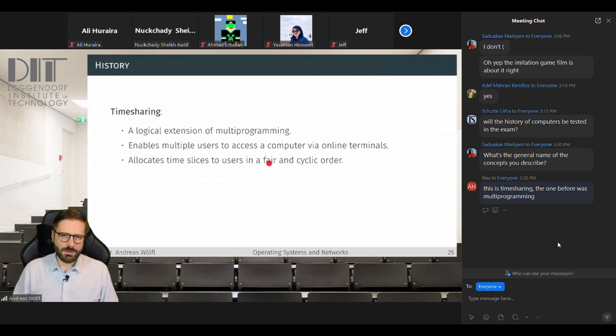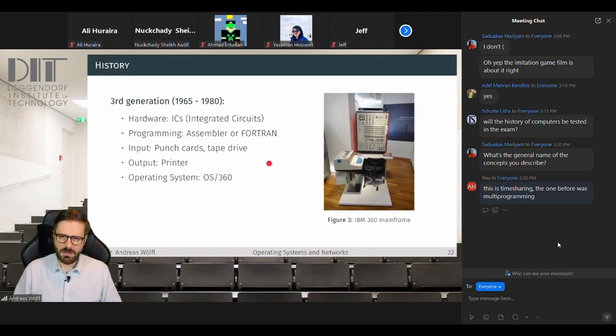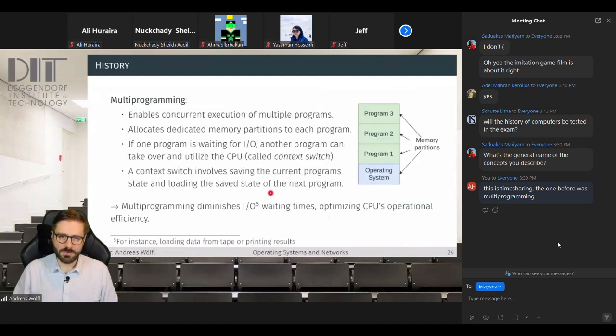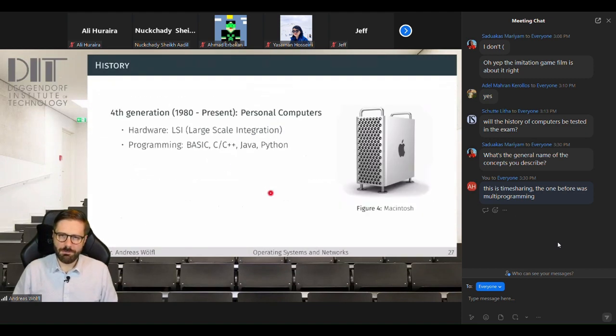All right, so in the 3rd generation, you see it, 3 new concepts were introduced with the operating system, or with 360. What we have now, from the 80s to right now, personal computers, is the 4th generation. We have large-scale integration, so we have CPUs, chips, all the hardware components that we know. We program these computers with different programming languages, so modern programming languages are Python, Java, C and C++ as well. BASIC is a programming language that was pretty popular in the 80s, but no one programs in BASIC today.